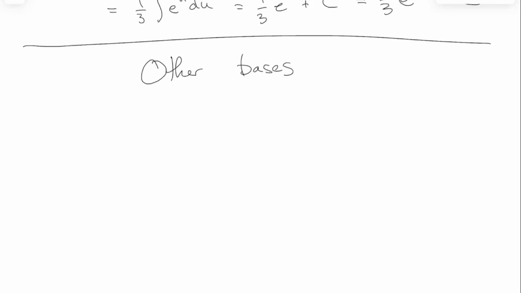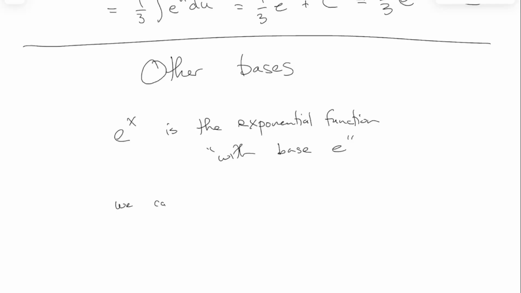So let's talk about other bases. This e to the x is the exponential function with base e. This is the language that we use. The base in an exponential function is just the number that you see down below, and the other one is called the exponent. But this is the exponential function with base e. And of course, there are other exponential functions, so we can do others.